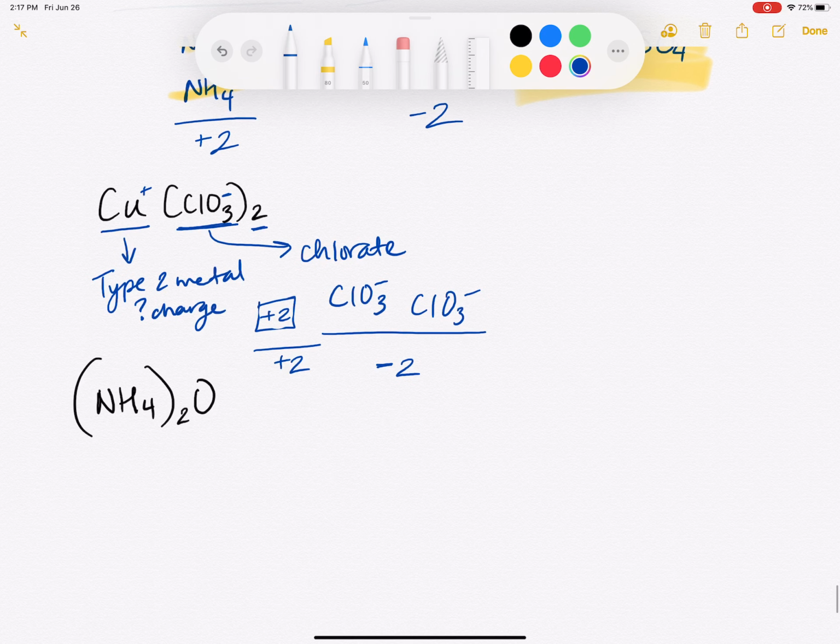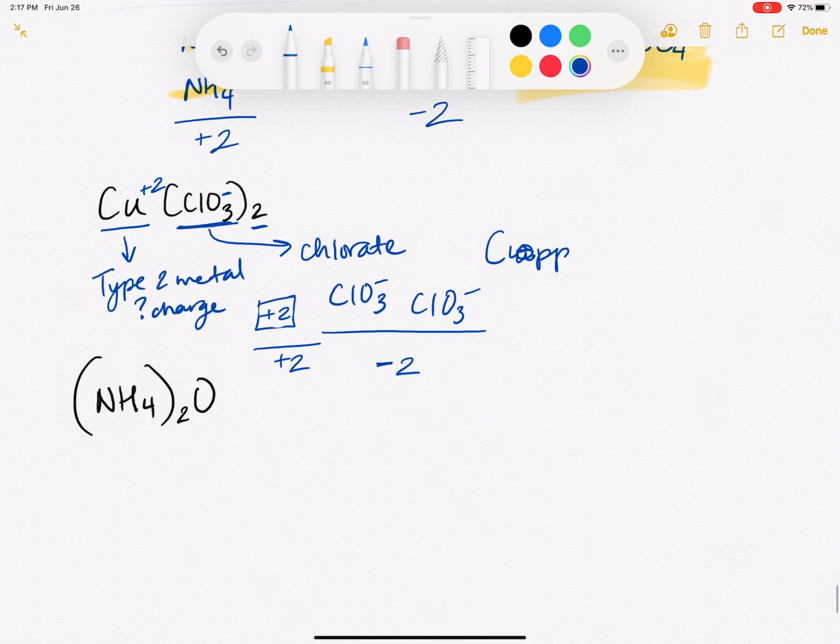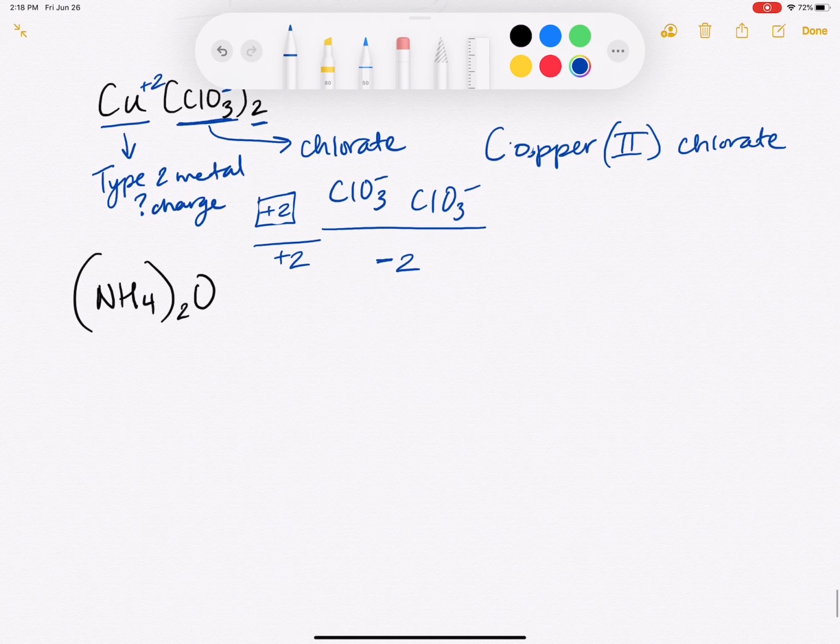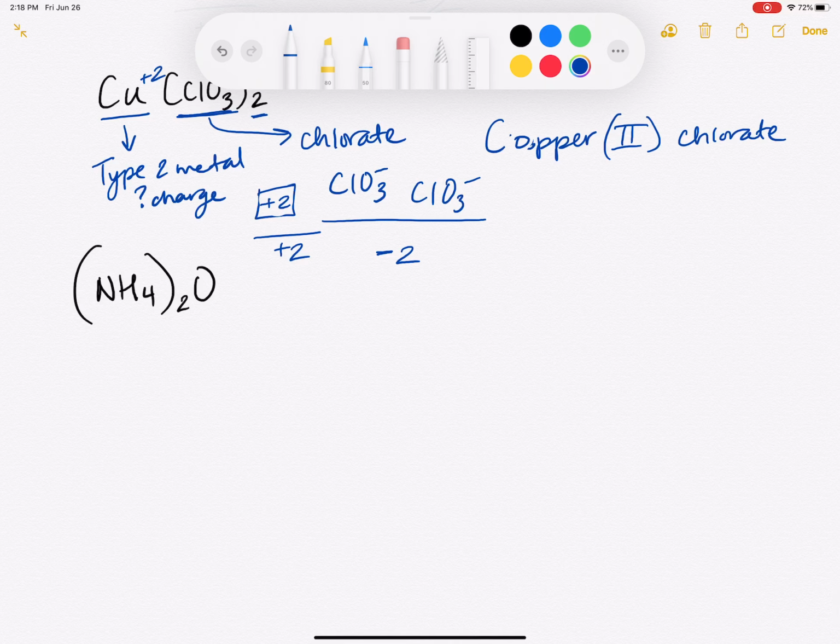So now I can go back and I can say +2. And now I can use that 2 as my Roman numeral in the name. So I'm going to go to the name and I'm going to say copper, two in Roman numerals because that's the charge for my copper. And then chlorate. And now I'm ready to move on to the last example. Hopefully this one looks a little familiar to you. I wanted to work this one out going backwards so you could get a hold of the balancing of the ions. So let's take a look.